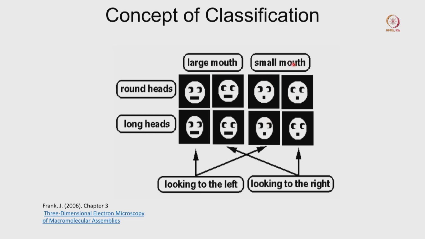So there are three different changes: large mouth and small mouth, round head and long head, and looking to the left-hand side and right-hand side. Now, these are 8 samples; I have many samples, and I froze all of these samples. When we froze them and collected cryo data, what are we getting? We are getting very noisy images.